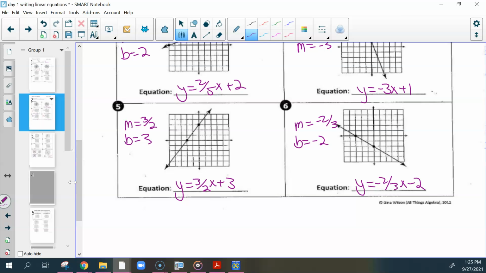Yes. Okay. So to do that, would you go on y or x? You always go up or down before you go left or right. So y.